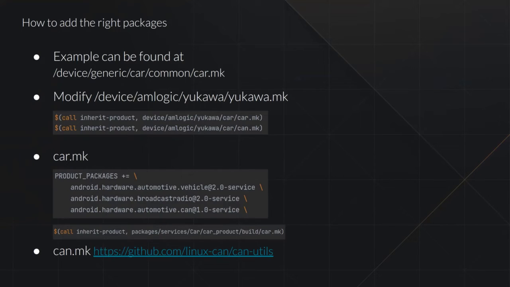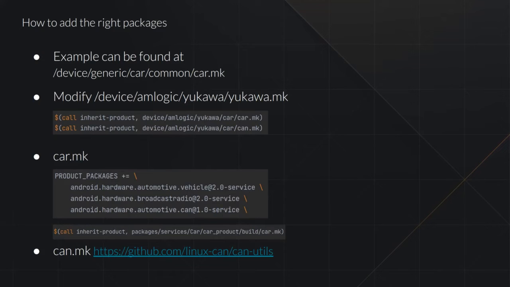Now you probably wonder, okay, and how can I get there? How can I actually start those things? How can I get them into my build system? A very good example can be found in the device generic car common folder, the car makefile. This is just an example of an Android Automotive implementation, right? But that's the starting point. That's where you want to start if you want to use not just Android, but Android Automotive.